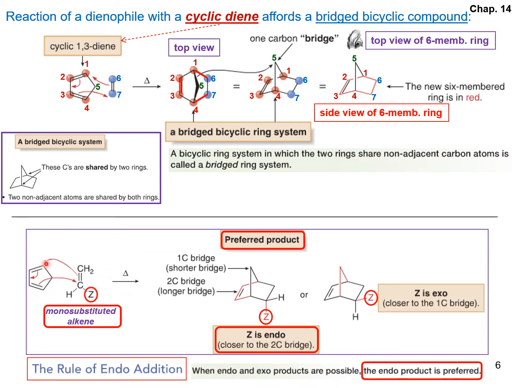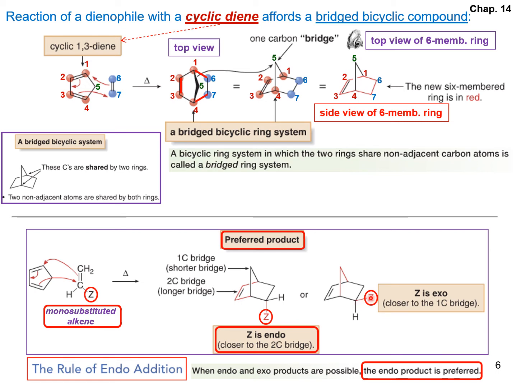When the cyclic diene reacts with a dienophile that has a substituent on it, there are two possible isomers of products, stereoisomers, that could be afforded, depending on how the diene approaches the dienophile. The two products are shown here. You have the so-called endo product, where this group Z, which was on the dienophile, is pointing down when you draw the bridged bicyclic compound in this fashion. That's called the endo product.